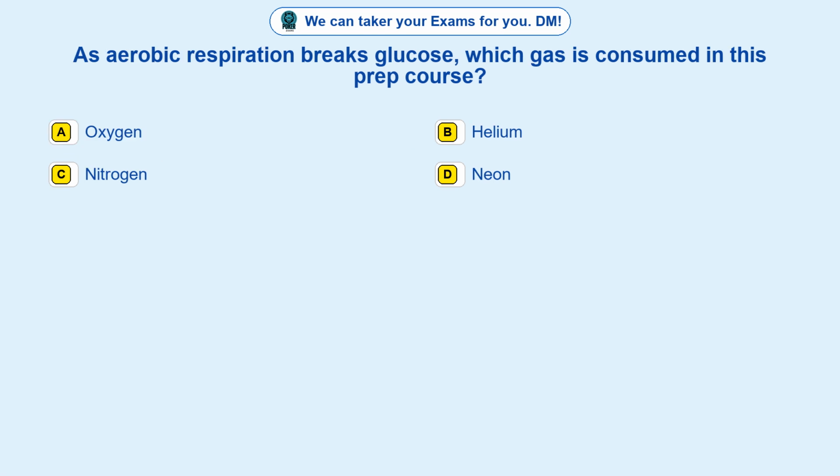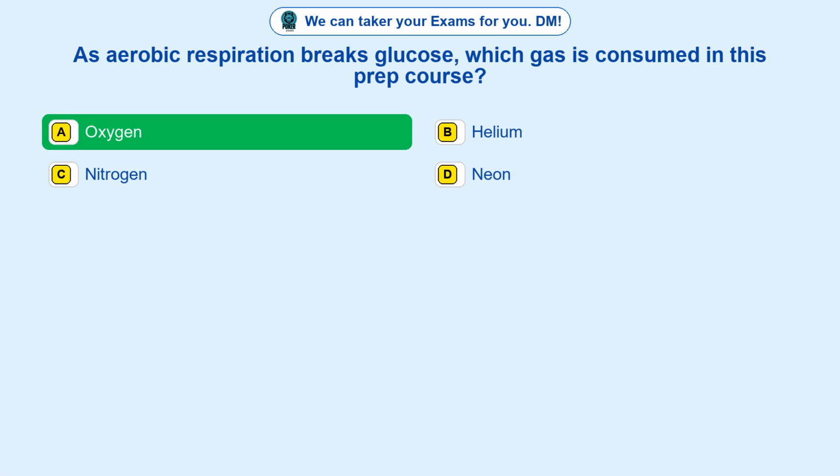Question 23. As aerobic respiration breaks glucose, which gas is consumed in this prep course? Option A, oxygen. Option B, helium. Option C, nitrogen. Option D, neon. The correct answer is option A.